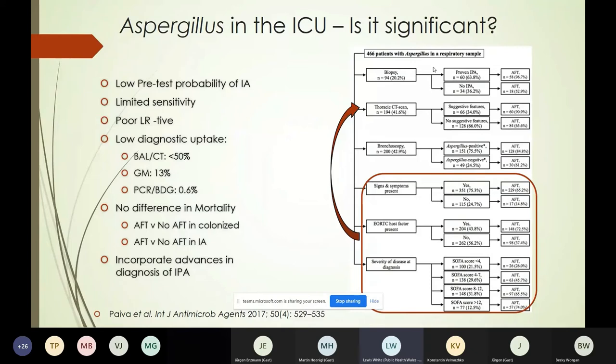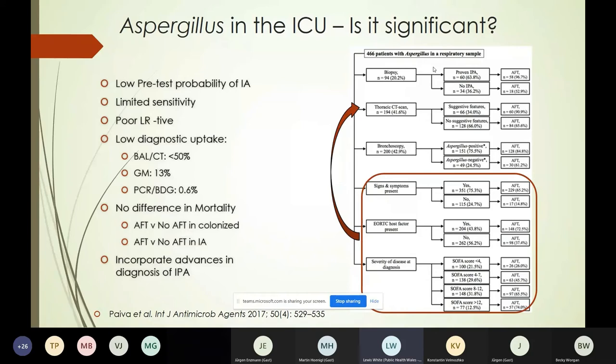Unfortunately, in this study there was a low diagnostic uptake of tests that could have made a difference. Even BAL and CT were only performed in less than 50% of patients, and galactomannan, PCR and beta-D-glucan were performed in a really small number of patients. To show you that what we're doing isn't really making a difference, there was no difference in mortality in patients whether they received antifungal therapy or not, whether they were deemed to be colonized, or whether they were deemed to have invasive aspergillosis.